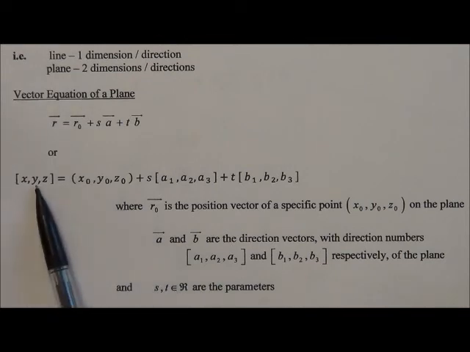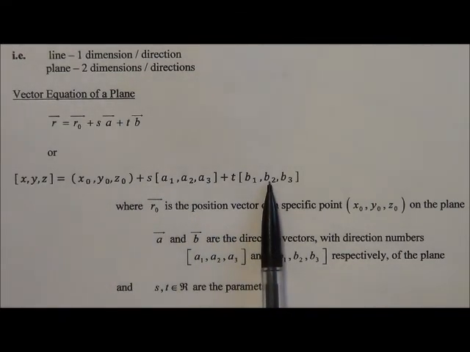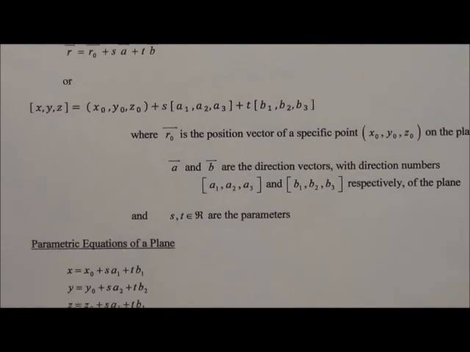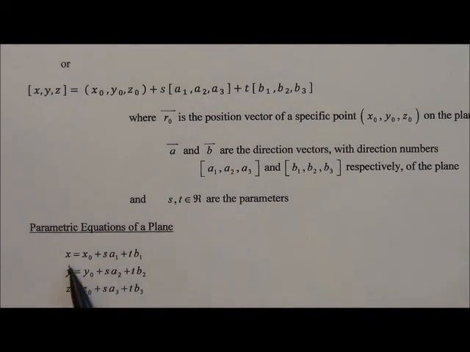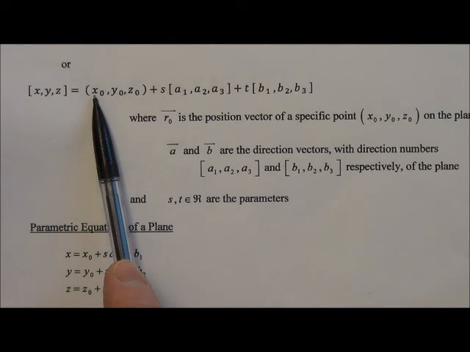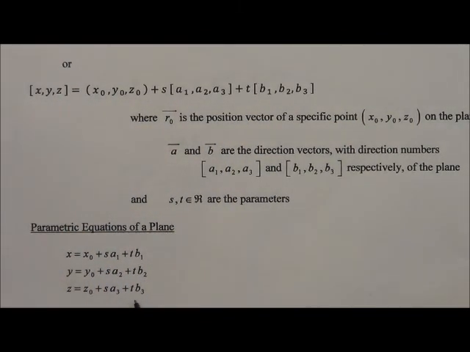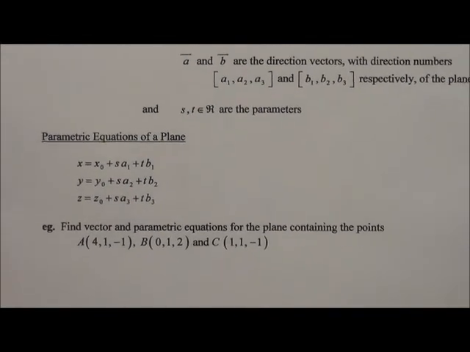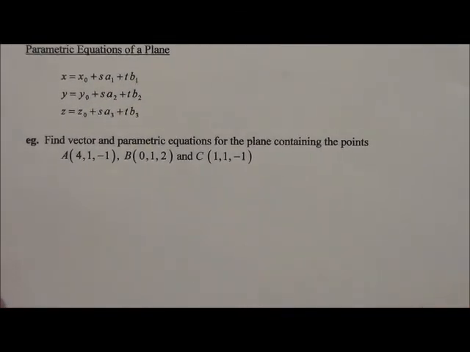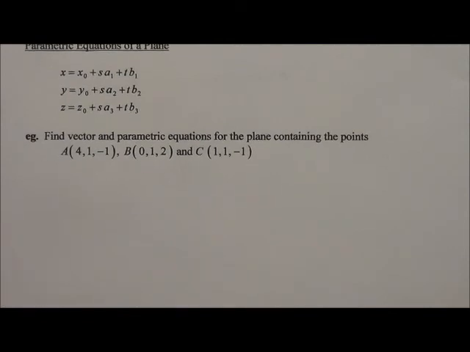Then once you have the vector equation of the plane, you can then separate all the components and form the parametric equation of the plane, which is just taking all the x values and putting them together, same with the y and the z. Okay, so let's take a look at finding a vector and parametric equation of a plane containing certain points.